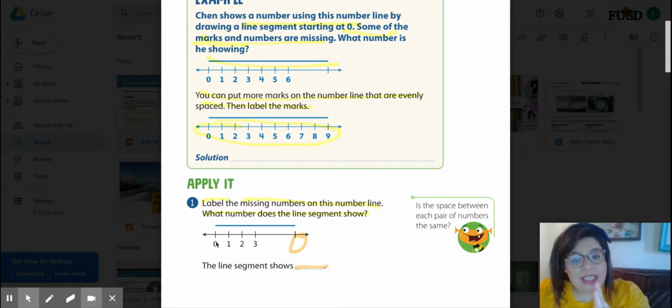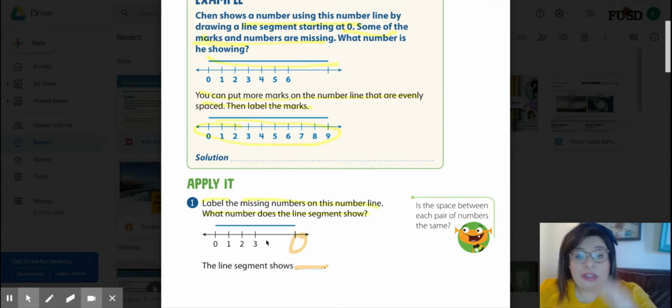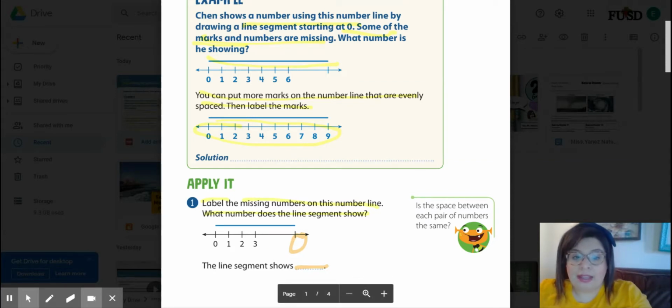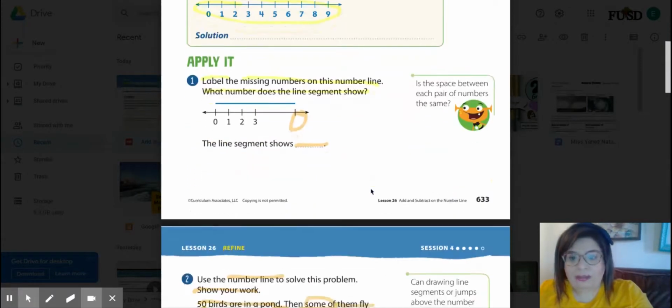And I want you to evenly place numbers, and I want you to tell me what number does the line segment show? So line segment is that blue line way at the top. What number does it show? And if you evenly space out those numbers, you're going to get the line segment, and you're going to put your solution down at the bottom. Make sure they're even. All right.